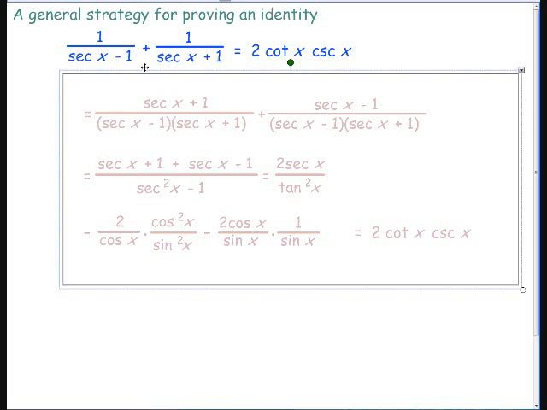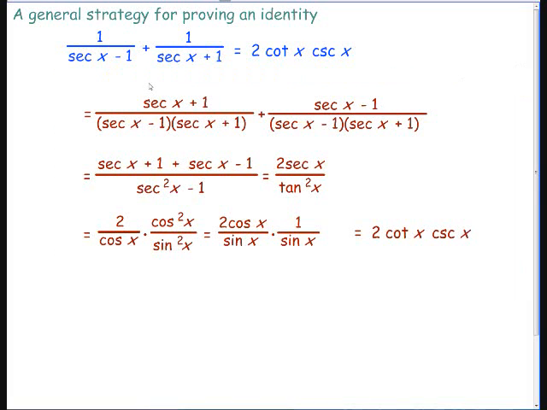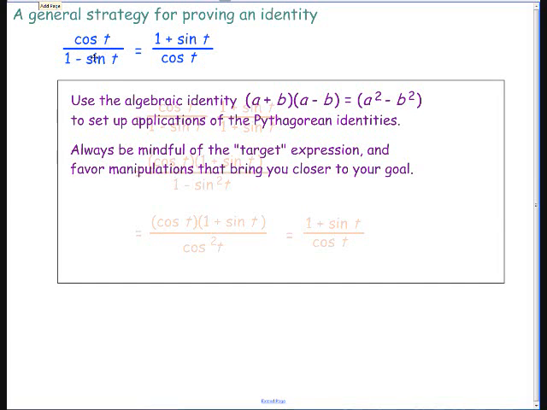Here's another one. I'm giving you so many examples. General strategy for proving, oh, that's the one I just did. It's done. All right, here's a new one. We want a new one.